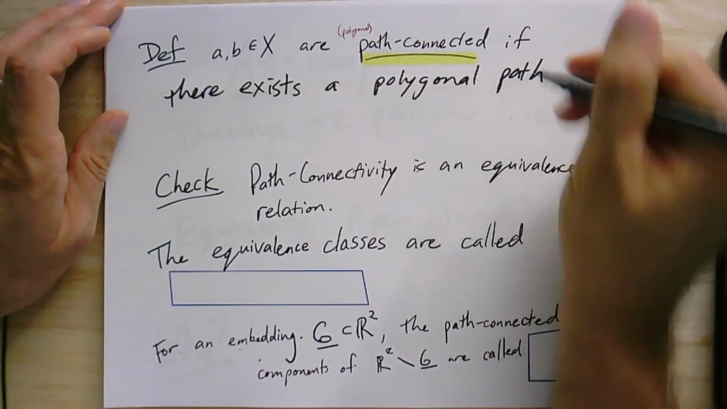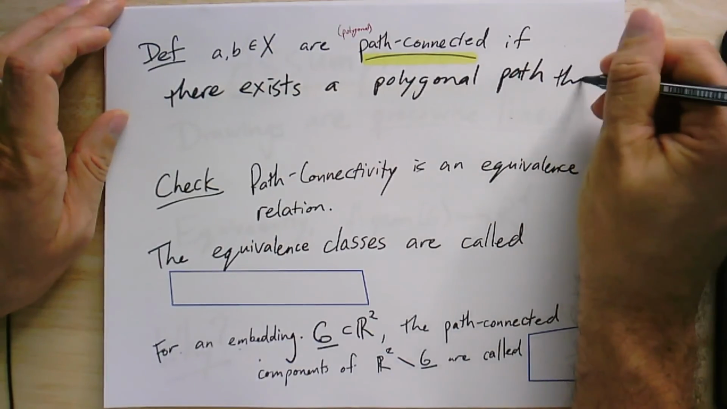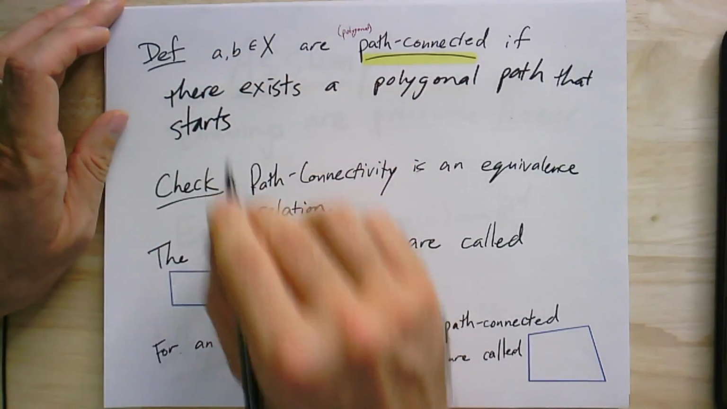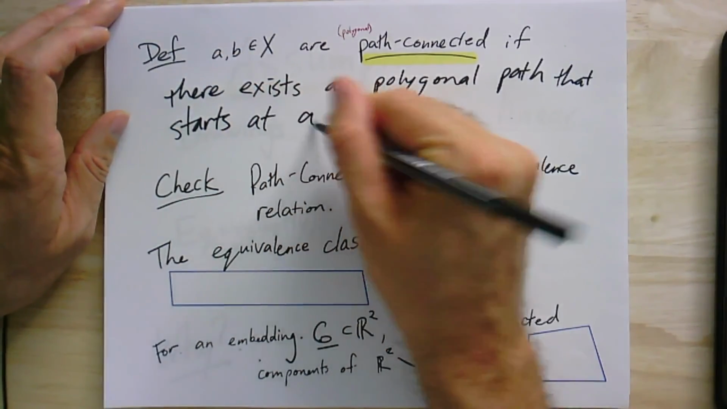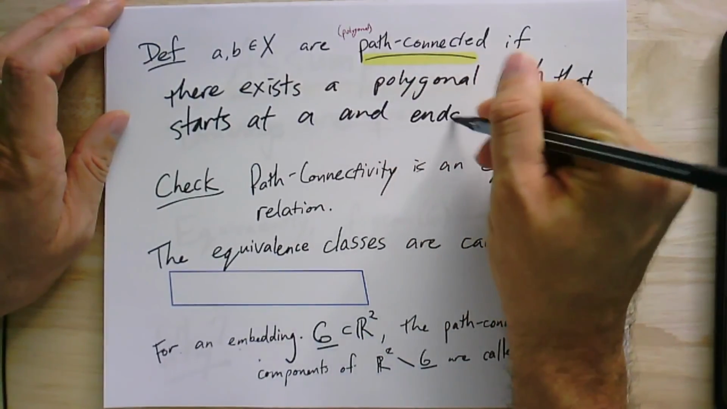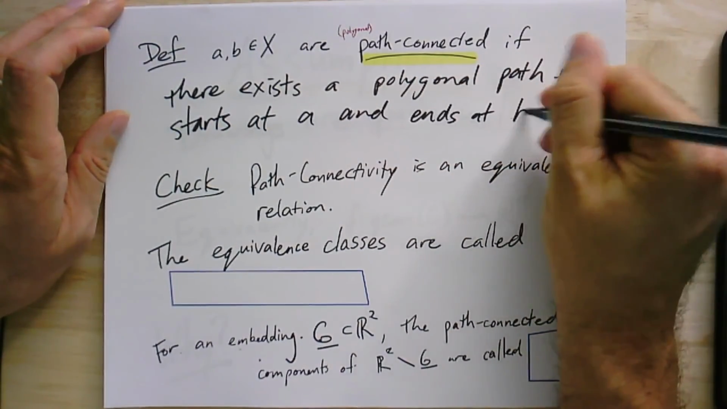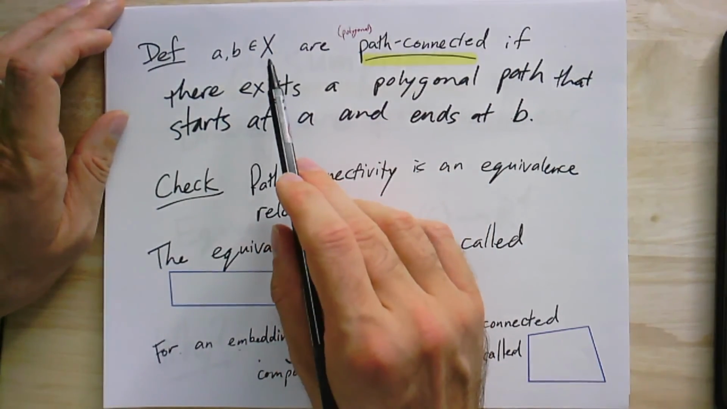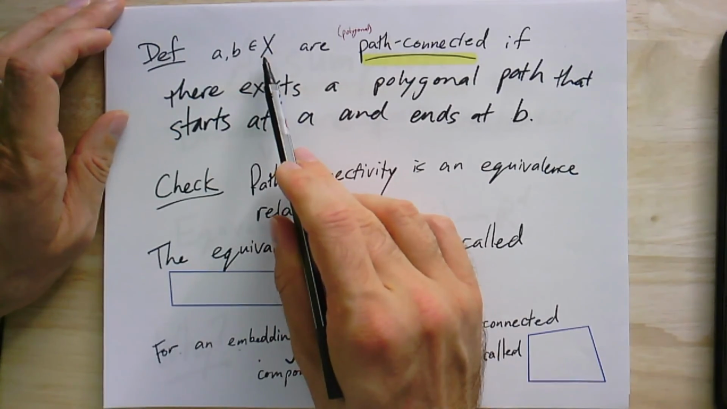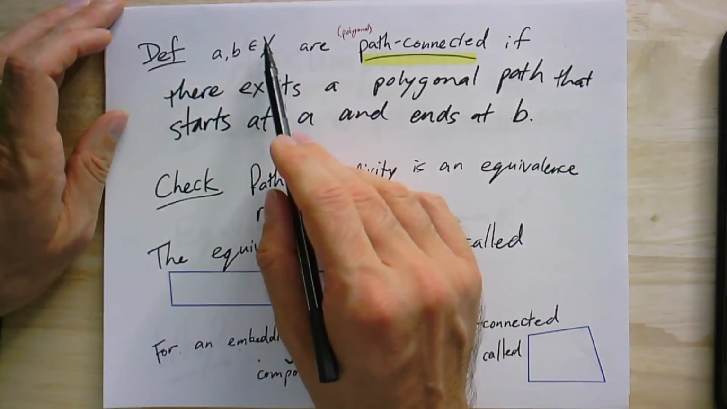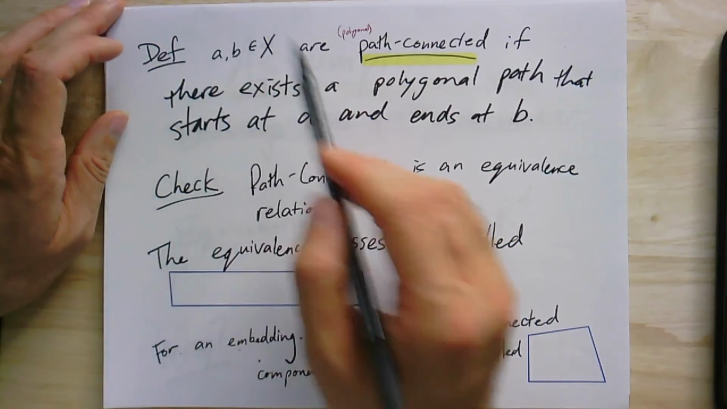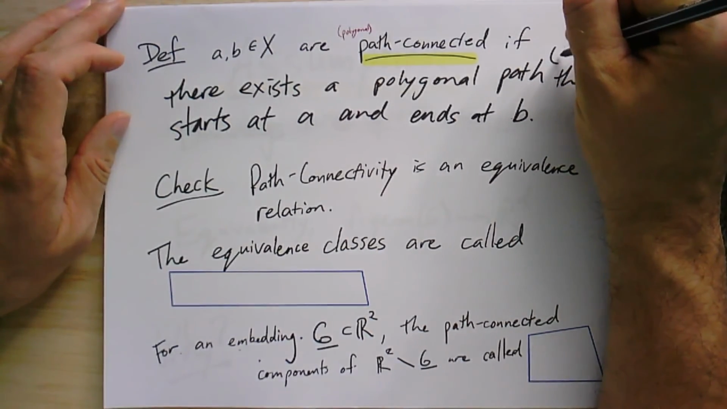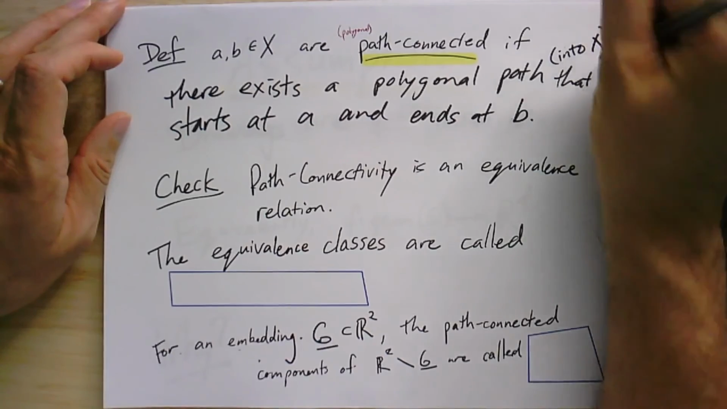So if A and B are 2 points in some space, then a polygonal path starts at one of the points, say A, and ends at B. And of course, this path then has to be a path in X. So if I look at a subset, say X might be a subset of R^d, I'm looking at a path that actually has to map that path graph into X itself.